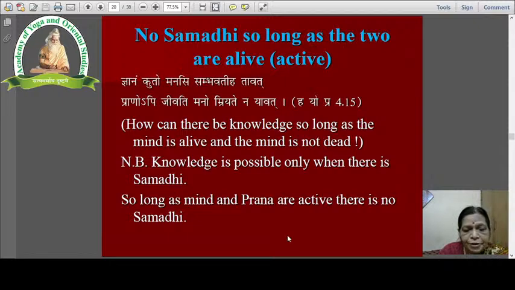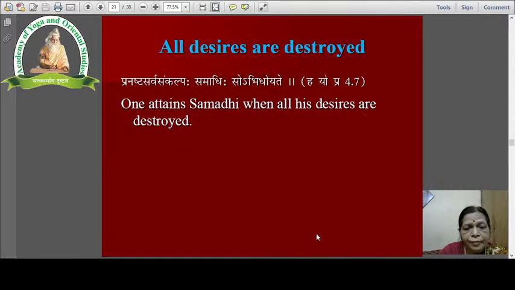So knowledge is possible only when the prana is minimized and the mana dissolves into the self. So long as mind and prana are active, there is no samadhi, no knowledge.